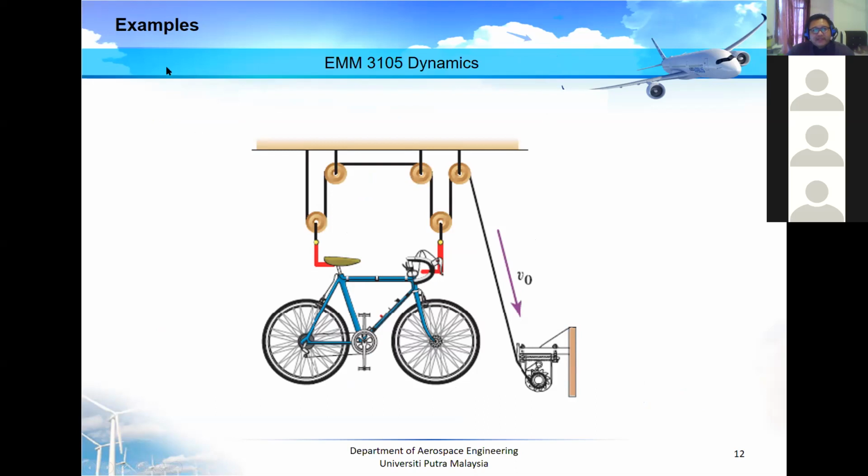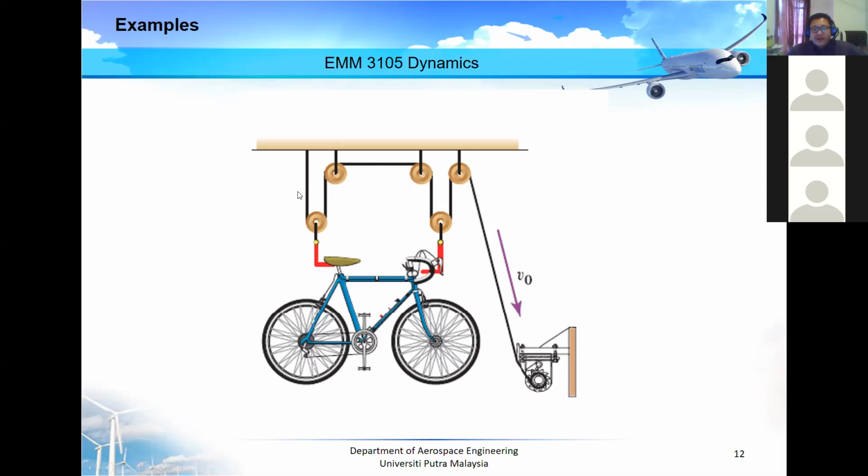Okay, and for further explanation, what is this for this particular example? Sorry, for this particular subject. Okay, you can see that with the knowledge of dynamics, you can actually translate that into this set of pulley system. Okay, why do we need a pulley system?